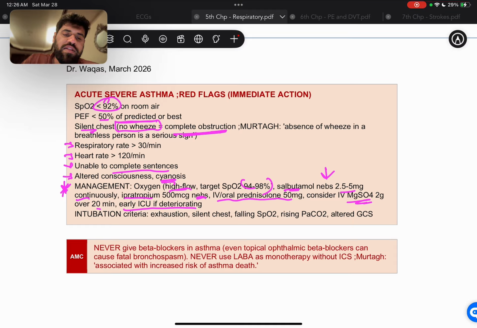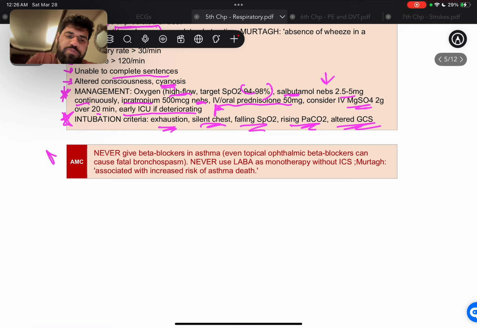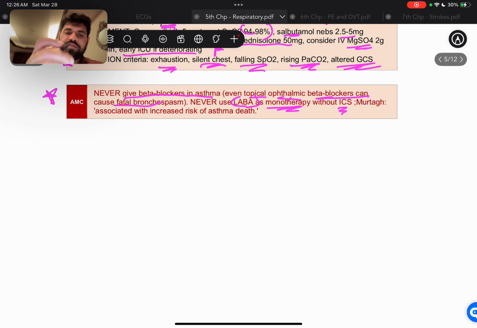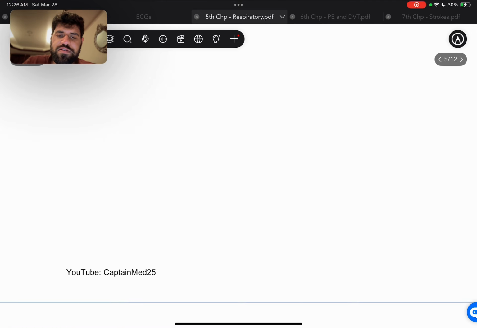the ICU. The criteria for intubation are exhaustion, silent chest, again that's a red flag, all right, failing or falling SpO2, rising PaCO2, and altered GCS scale, all right. Again, drive this point home: never give beta blockers in asthma. Even topical ophthalmic beta blockers can cause fatal bronchospasm. And we never use LABA as a monotherapy without ICS. So if you give them LABA, we have to add an ICS to it, all right? The reason for that is that it increases the risk of asthmatic deaths.